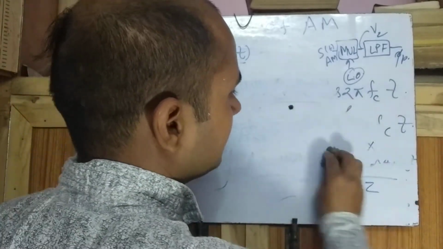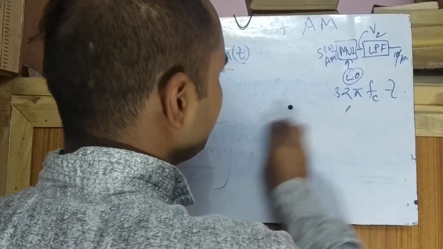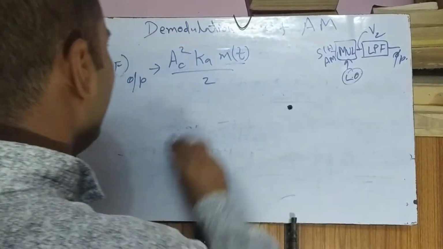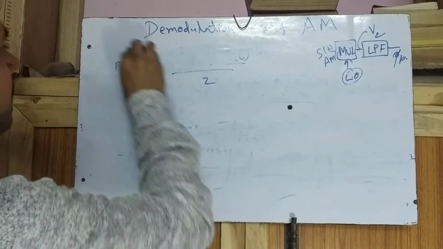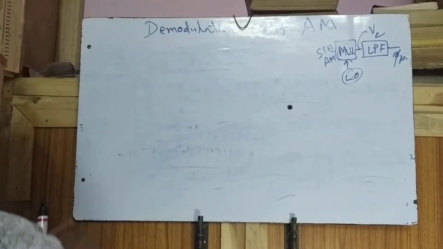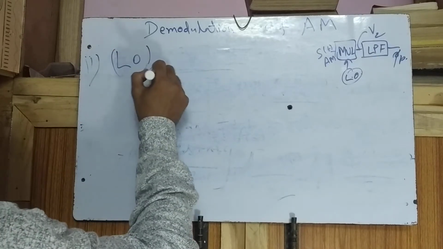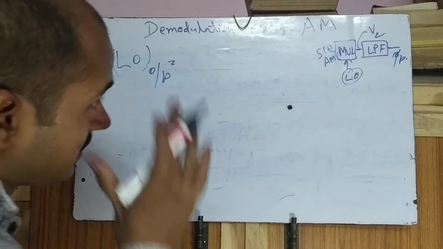Now second case. Second case is when the local oscillator output is not synchronized in phase.